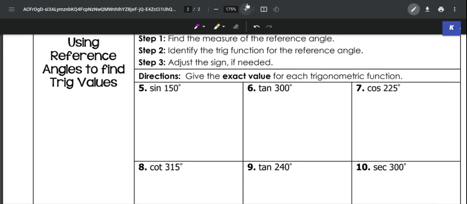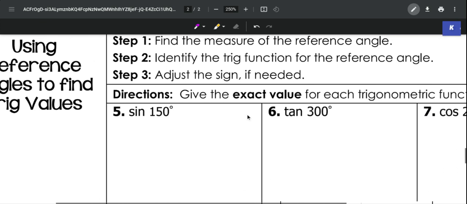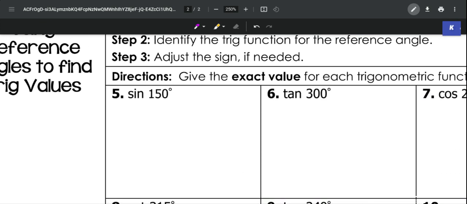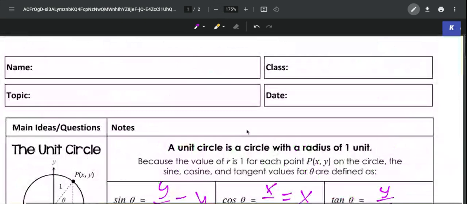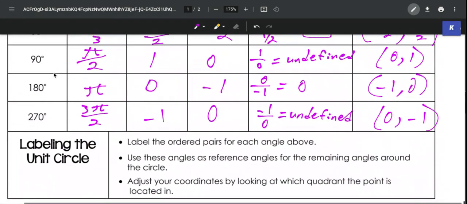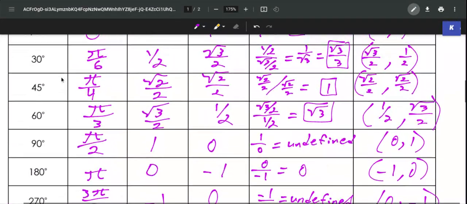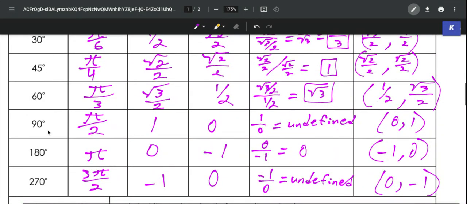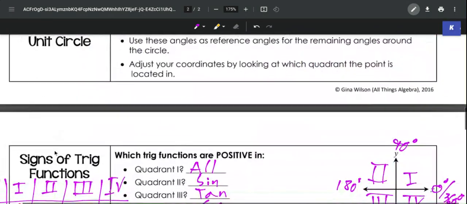So here's what that will look like. At first, it'll be a little weird, but I promise it's not too bad. So sine of 150 degrees. First thing we need to know is, if we go back up to our chart here, we don't really have 150 degrees that we can look at. So we want to find a reference angle that may let us use one of these for our value.